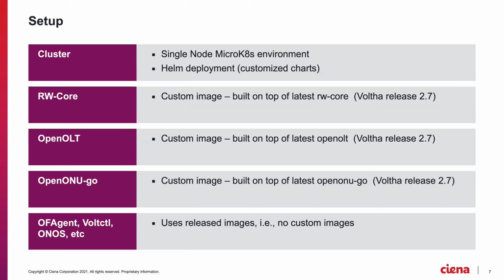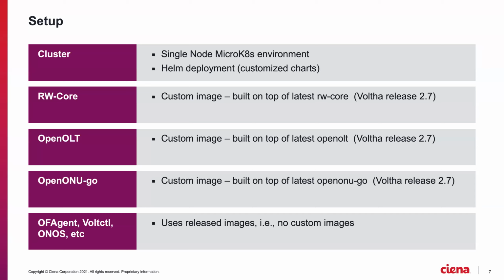In terms of the core, it's a custom image. It's built on top of the latest read-write core, I'd say Voltha release 2.7. Basically, it's code that was there since last Thursday, so I think this is the latest. It's the same for OpenOLT. It's a custom image built on the latest OpenOLT code, and the same for OpenONU Go, and that's built on the latest one as well.